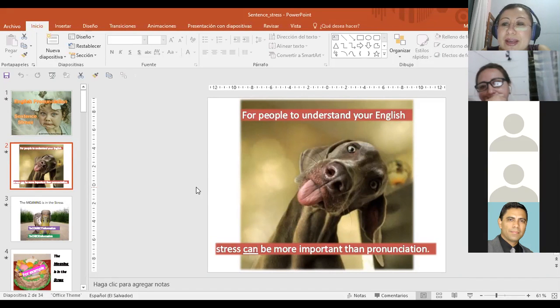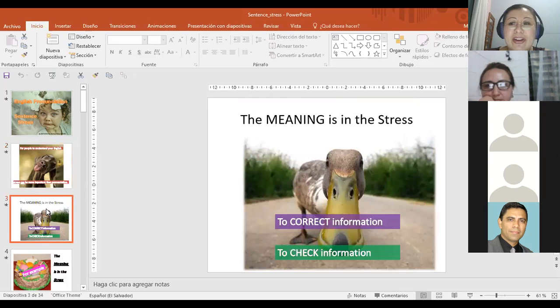Okay, this doggy says, for people to understand your English, stress can be more important than pronunciation. Vean qué increíble. Dice que para que las personas entiendan nuestro inglés, el estrés, o la fuerza que hagamos, el énfasis, por decirlo así, es más importante que la pronunciación. So, believe it or not, stress is important.